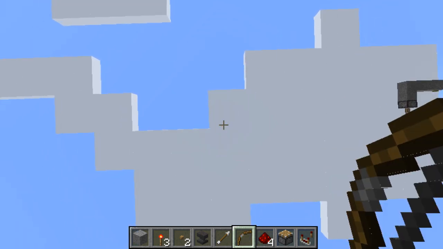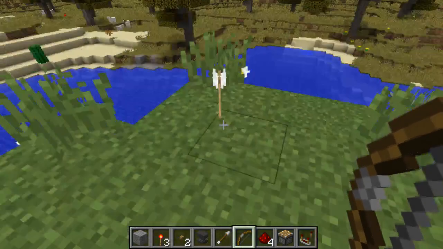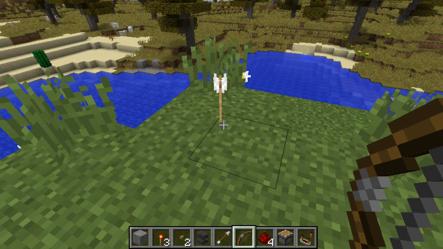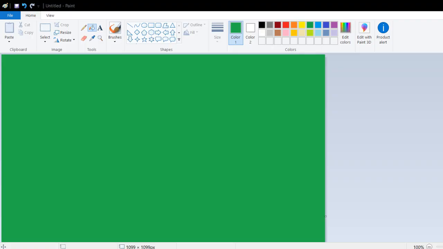Okay, the arrow is about to fall. There we go. Okay, so according to my timer here, it took 5.52 seconds for this arrow to fall back to the ground. So let's say we want to compute how high it actually went. So let me just get my Paint application. Okay, quit Minecraft for a bit.